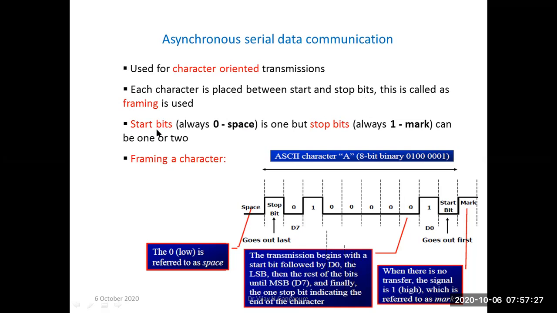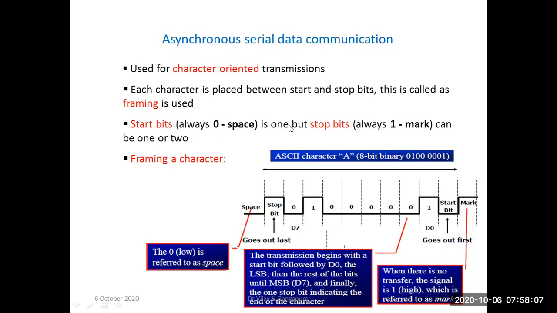So start bit is normally 1, that is logic 1. Sorry, start bit is always 0, means logic 0, and it is called as space. One start bit is used, and that is logic 0, space. And stop bits could be 1 or 2, and stop bit is always 1, and that is called as mark. So in serial data communication, logic 0 is called as space, and logic 1 is called as mark.